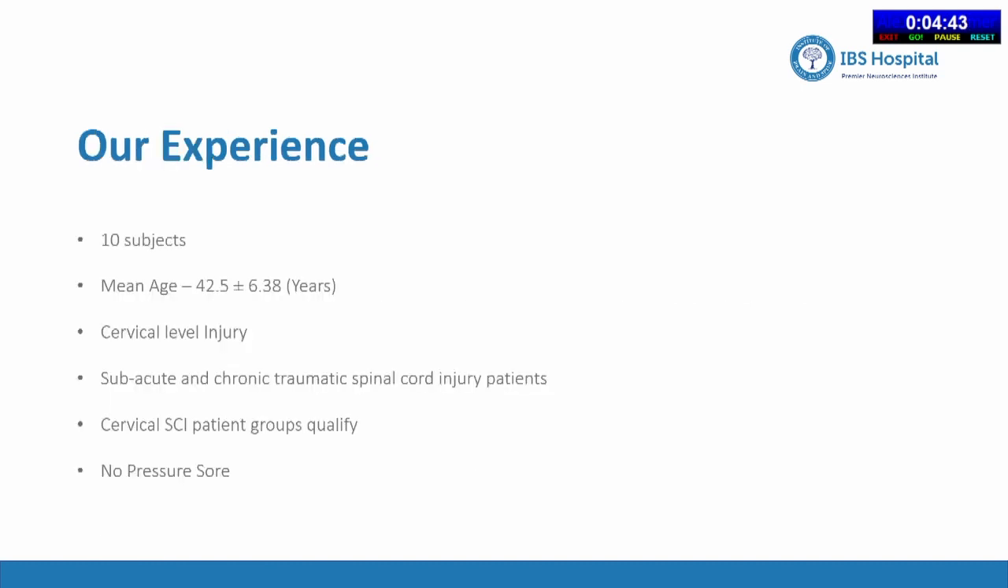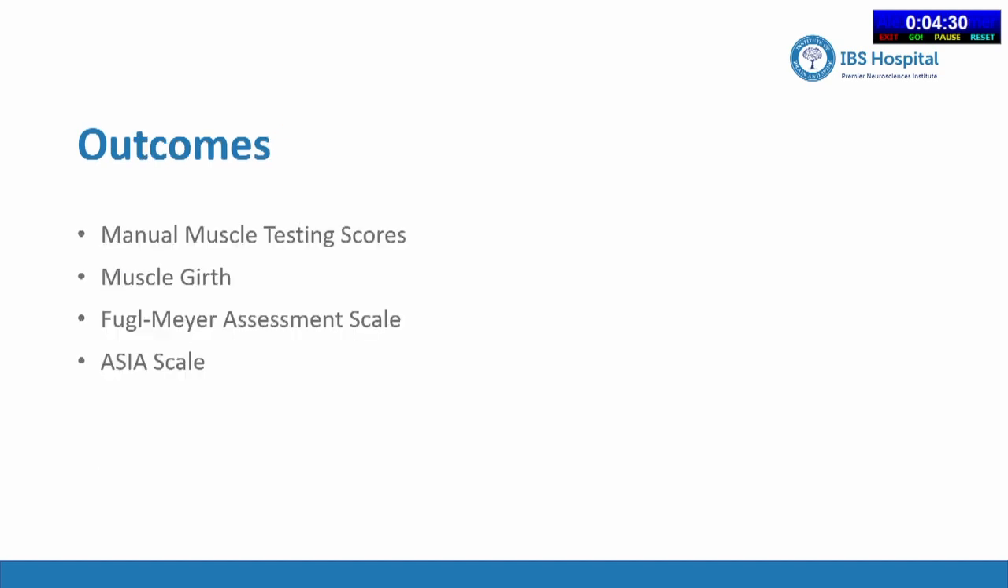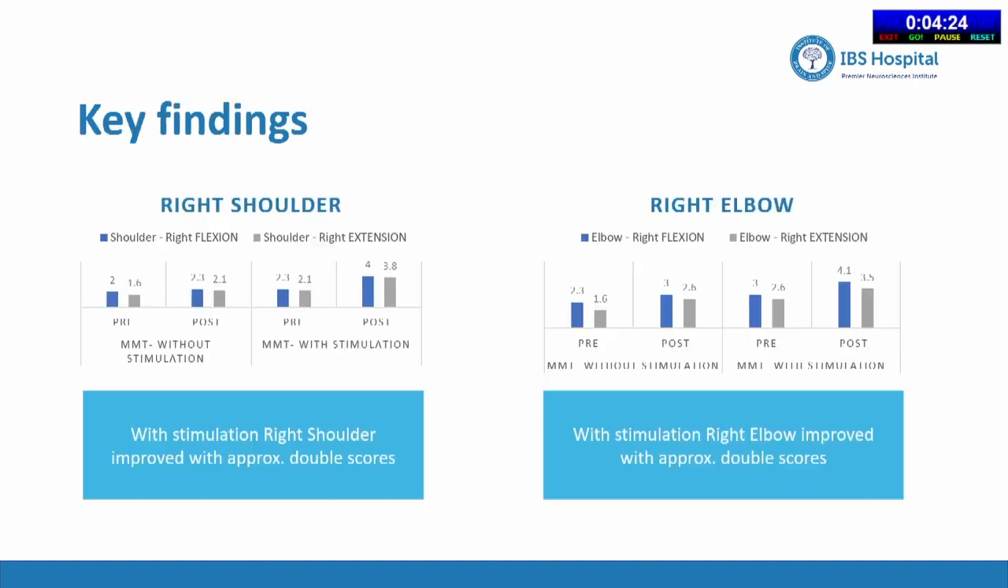So in this study, we have taken 10 subjects. The mean age was 42.5. All cervical injuries, C4 to C7. Subacute and chronic, the mean time was 3 years and 4 months. Outcomes were measured on MMT scoring, muscle girth, Fugl-Meyer assessment scale for cervical spine injury, and ASIA scoring.